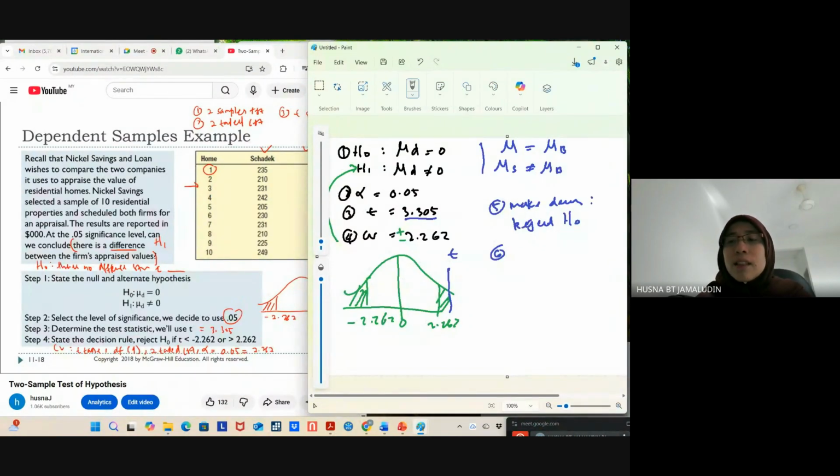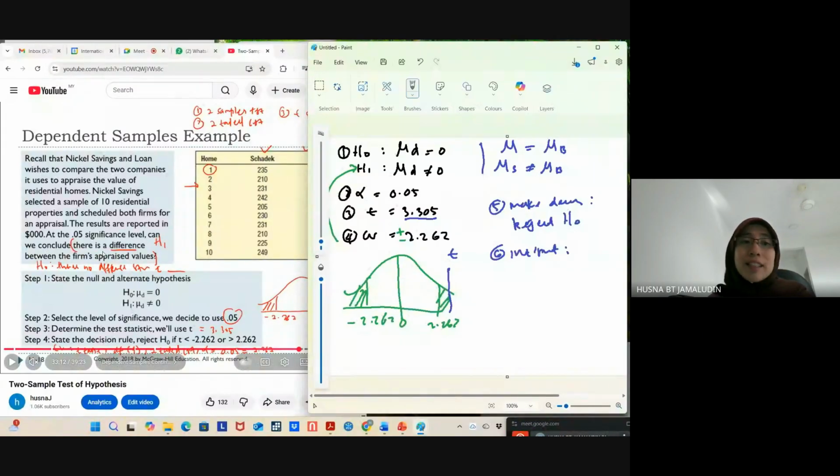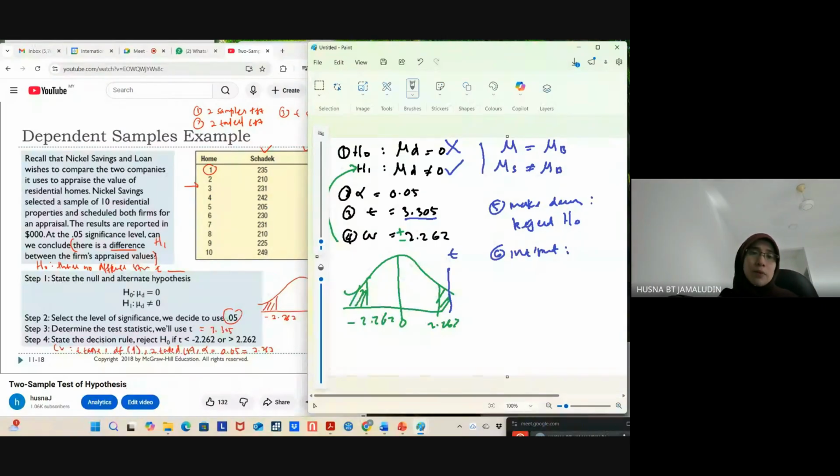Step number 6. So when you put step number 5, you just mention reject H0. No need to say because it is inside the rejection region. That is just my explanation. Just put reject H0. And step number 6, you want to interpret. How to interpret? Remember, reread the question. What was the question? Can we conclude there is a difference between the two firms' appraised value? Because you reject H0, of course you will say there is a difference between the firms' appraised value. Just read the question, okay?